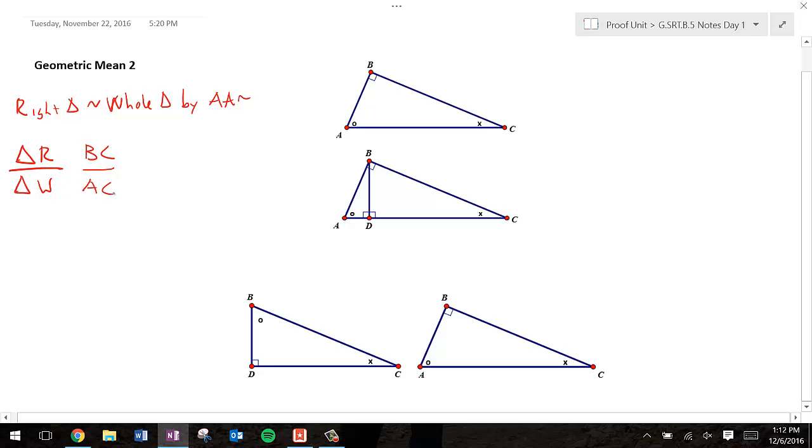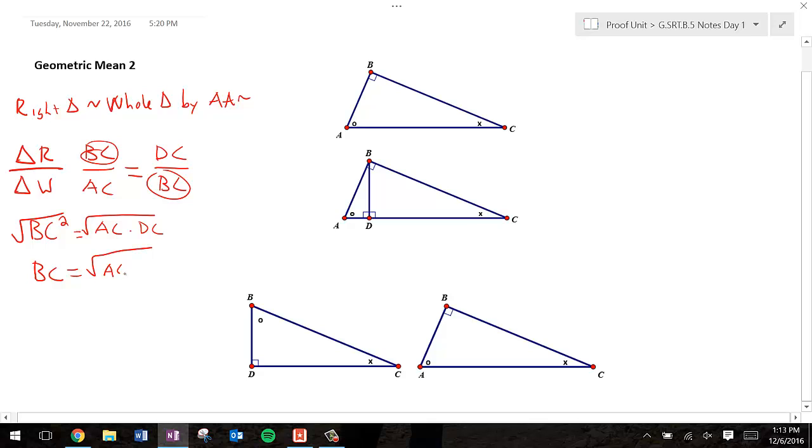And then we're going to use the long leg, which in this case of our right triangle is DC, over our whole triangle, which is BC. And once again, we end up with a geometric mean here. So BC squared is going to be equal to AC times DC. And when we take our square root, we have BC equals the square root of AC times DC.